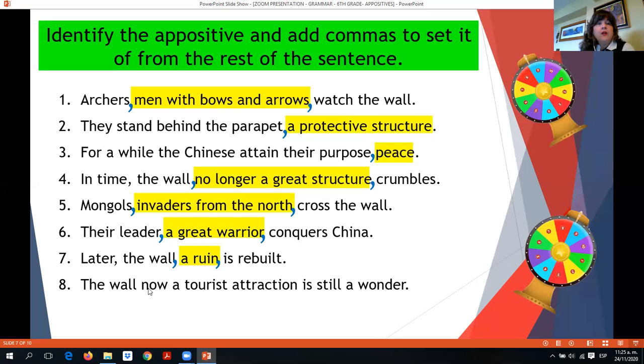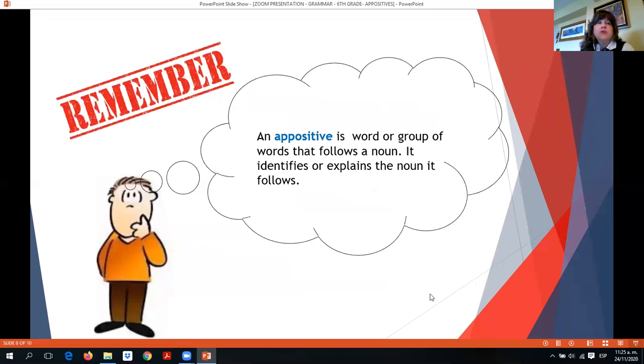Number 8, the wall, now a tourist attraction, is still a wonder. So now a tourist attraction is describing the wall. So now a tourist attraction in this case is the appositive, and we put 2 commas, one at the beginning and one at the end. And we say, the wall, now a tourist attraction, referring to the wall, is still a wonder. So guys, remember, an appositive is a word or group of words, it could be one, it could be more, that follows a noun and identifies or explains the noun it follows, okay?